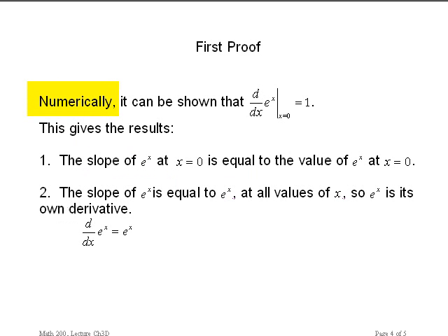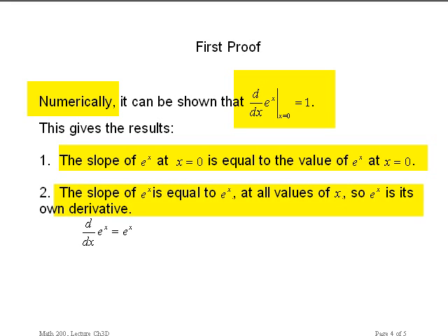Well, I just have to throw the word in here numerically, since we're not going to solve this right now, but numerically it can be shown that the derivative of e to the x at 0 is 1. This gives us two results. The slope of e to the x at 0 is equal to its own value, since e to the 0 is 1. And also, the slope of e to the x is e to the x.